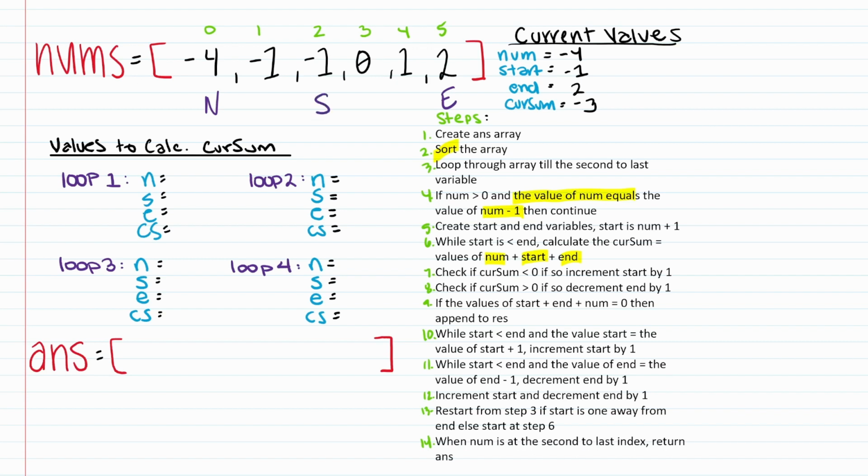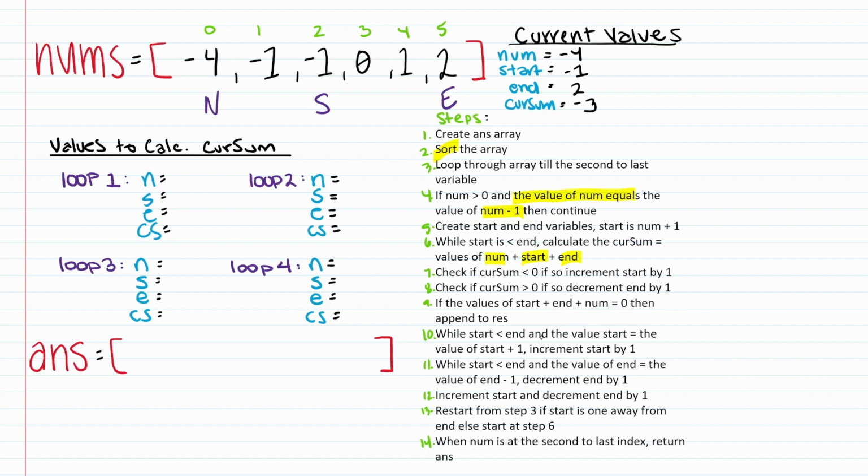So we're going to skip the next step, check if current sum is greater than 0. If so, decrement end by 1. It's not. And then we have if values of start plus end plus num equals 0, then append to res. And they don't, so we're just going to skip that as well.